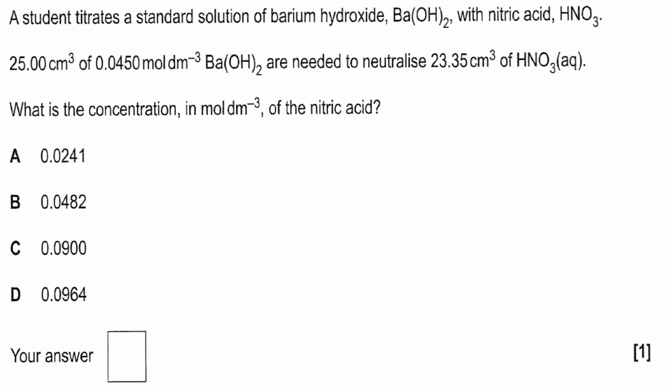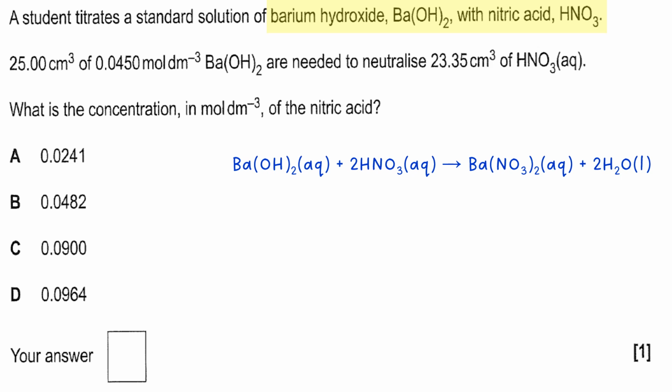So the first sentence tells you what the student actually titrated, what the identity of the alkali and the acid is. So that allows you to construct a balanced equation. So that's essential, so you know the mole ratios of your barium hydroxide to your nitric acid. It then tells you the quantity of barium hydroxide that was used and the volume of nitric acid.